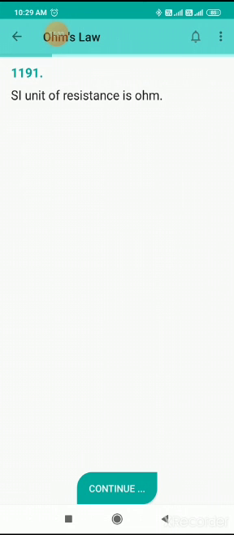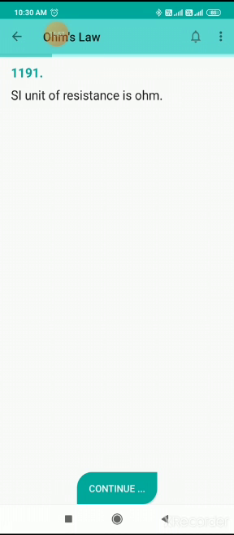SI unit of resistance is ohm. According to the definition, V is directly proportional to I. Removing the directly proportional sign, we use R. R is a constant term, also known as resistance. So now V equals RI, and R equals V upon I.